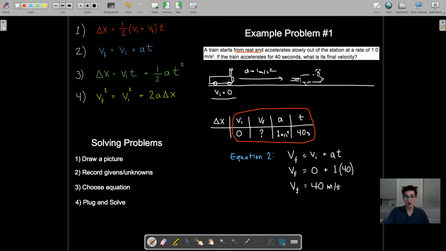If your units don't match, let's say some of your units for time are hours and some are seconds, then you're gonna have to do a little bit of conversion. But because they all match, we can just work with our meters and seconds, and we are happy because that is the answer to the problem. Our final velocity is 40 meters per second, okay?